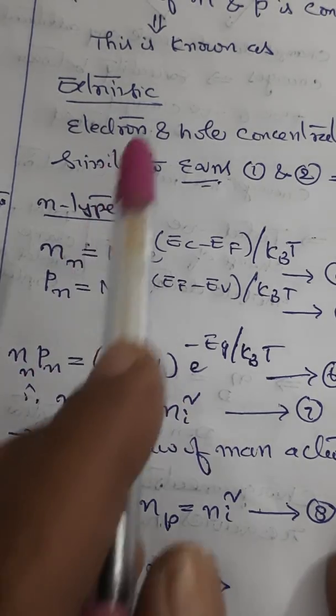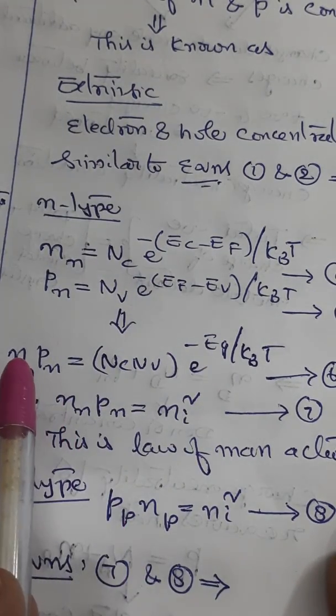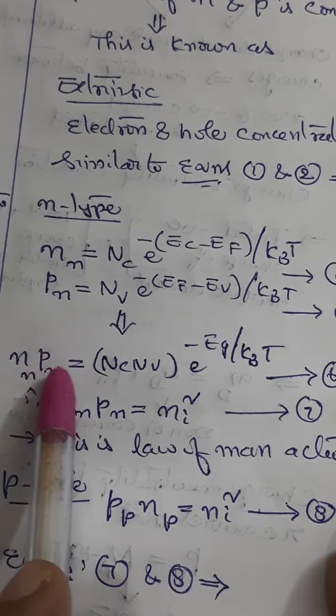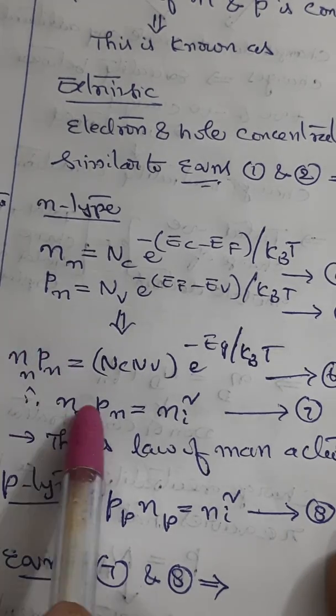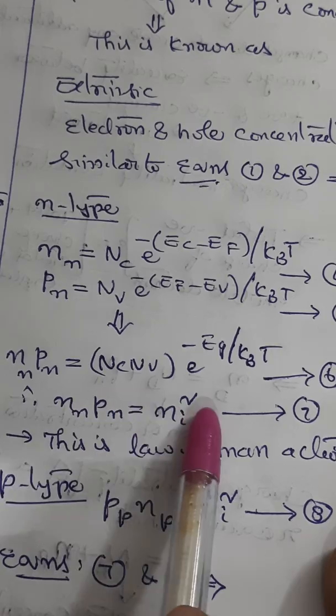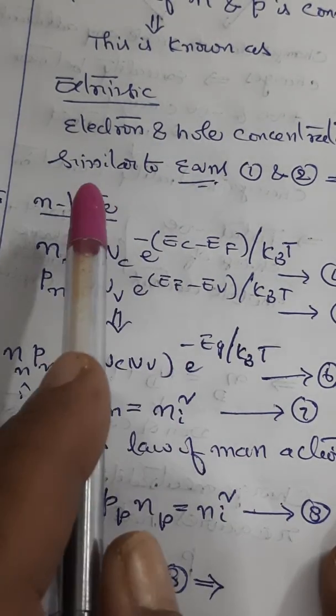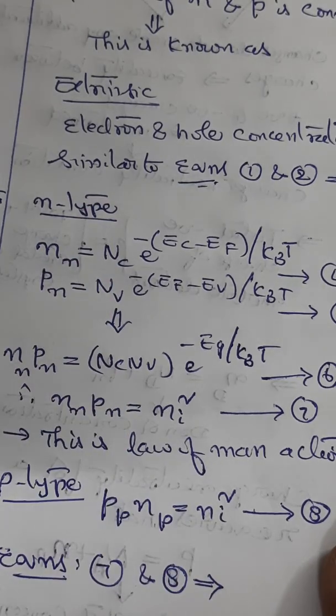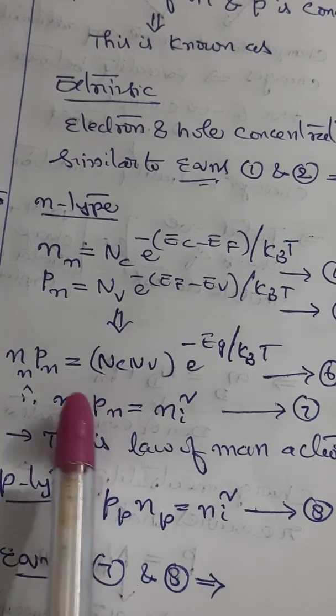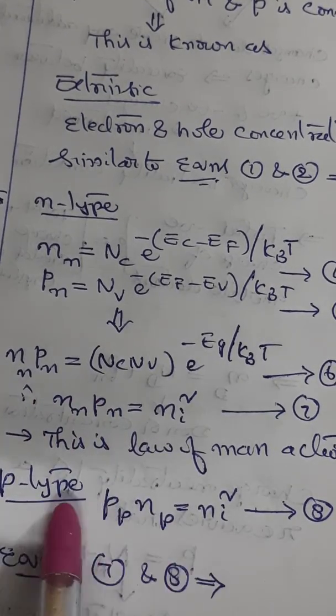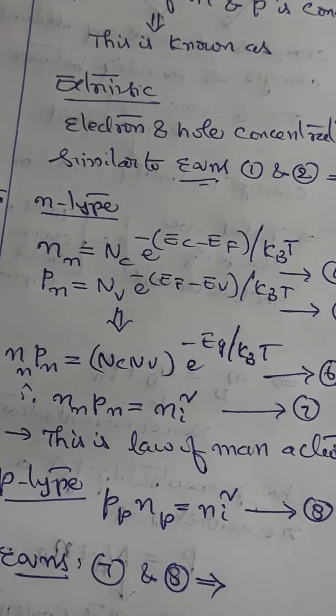So N into P is Ni squared only, no? Therefore Nn is equal to Ni, Pn is equal to Ni. Therefore the product Nn into Pn is nothing but Ni square. So the law of mass action can also be represented like this in the case of N-type. Now how do we represent the law of mass action in P-type, let us see. Very simple. Both are the same. For N-type as well as P-type, the law of mass action is one and the same.